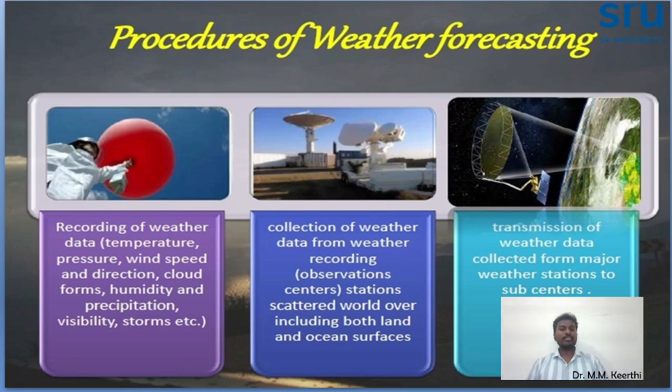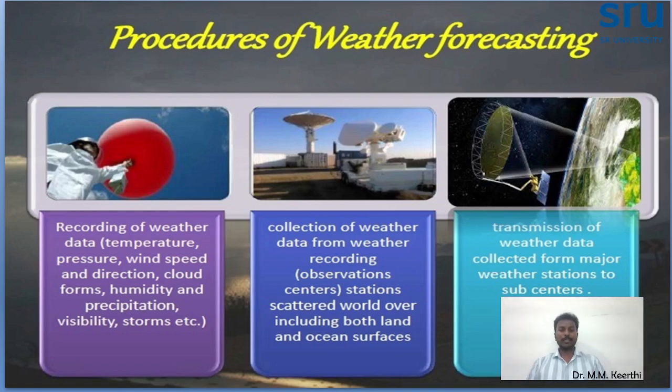For example, what are the things we can record? For temperature, we have to record maximum temperature, minimum temperature, or cardinal temperature, and diurnal temperature. Like that, atmospheric pressure needs to be recorded. Wind speed needs to be recorded. Wind direction needs to be recorded. Like that, cloudiness needs to be recorded. Humidity needs to be recorded, followed by precipitation.